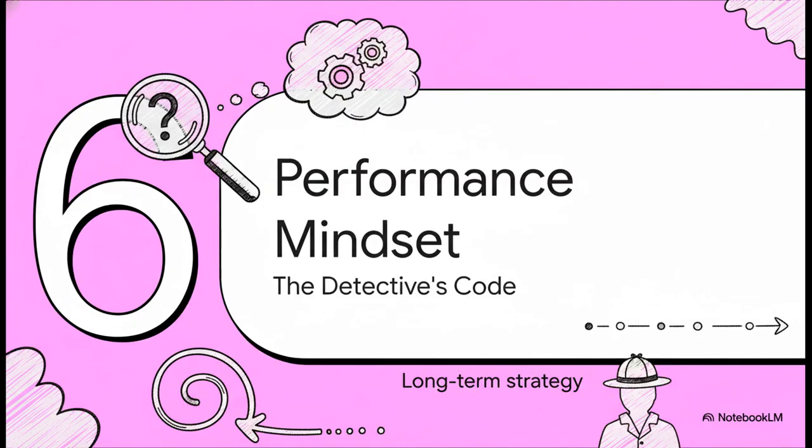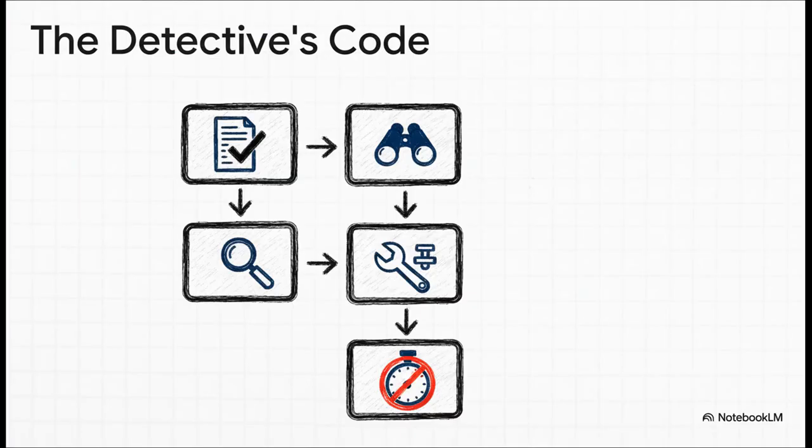Okay, now that we have the tools and the tactics, let's talk about the most important thing, the long-term strategy. Being a performance detective isn't just about one-off fixes. It's about developing a professional mindset. This is the code that every performance-aware developer lives by. You don't start by trying to make everything fast. You start by writing clean, correct code. Then you actually use your app. If you notice a real slowdown, you use your tools to find the actual bottleneck. You fix that specific problem. And the key here is to avoid premature optimization. That's just wasting time trying to fix code that isn't even slow to begin with.